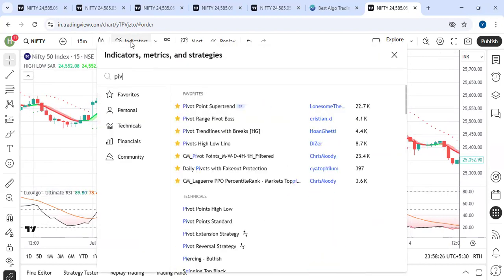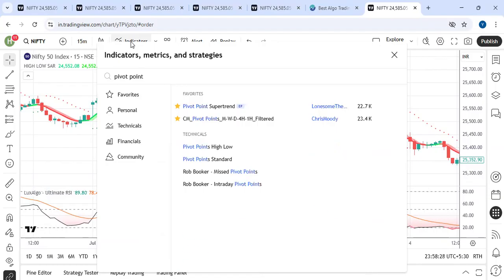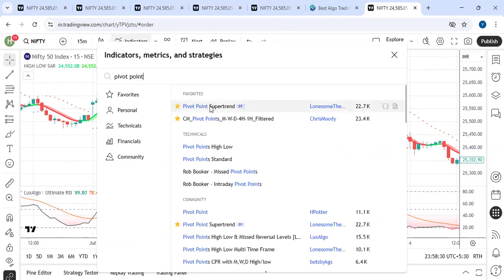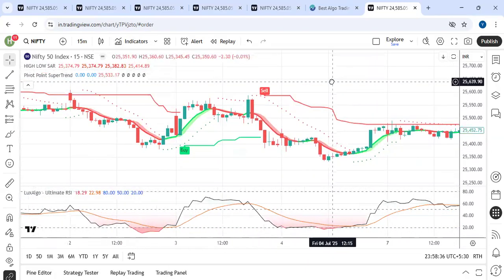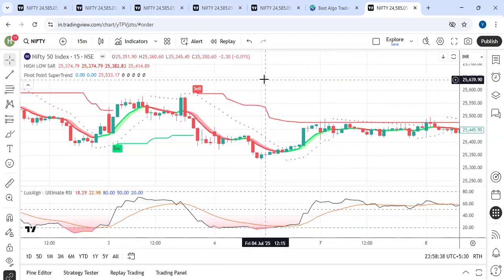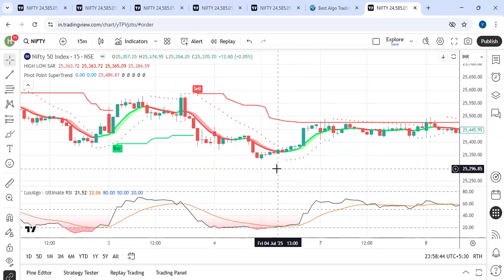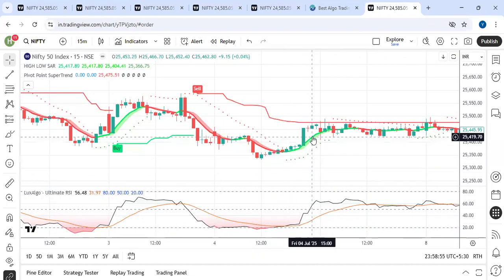Before we close this, just start using this kind of Super Trend by LonesomeThe. One way you might want to understand a possible target level is, let's say you are getting a buy over here, you did not get a buy here, you got a buy crossover and a buy. So your possible target could be the pivot point Super Trend.